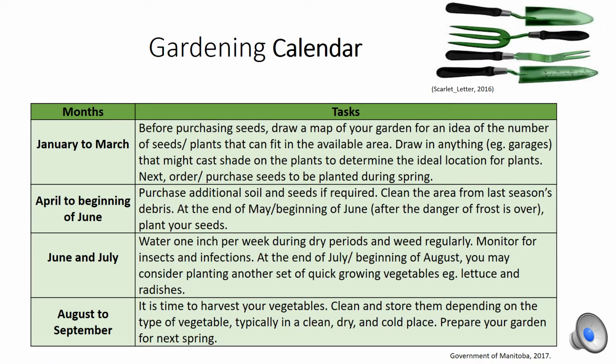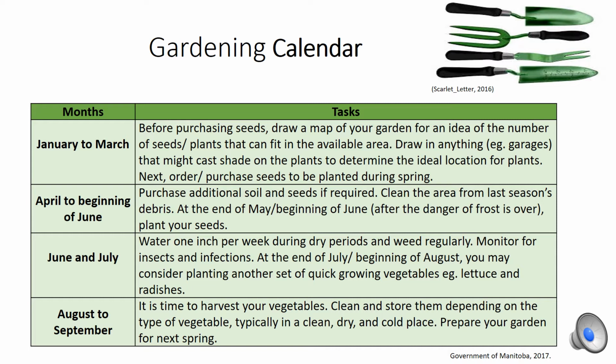Let's review this gardening calendar to help us with planning a garden. So for the months from January to March, before purchasing seeds, draw a map of your garden for an idea of the number of seeds or plants that can fit in the available area. Draw in anything, for example, garages that might cast shade on the plants to determine the ideal location for plants. Next, order or purchase seeds to be planted during spring.